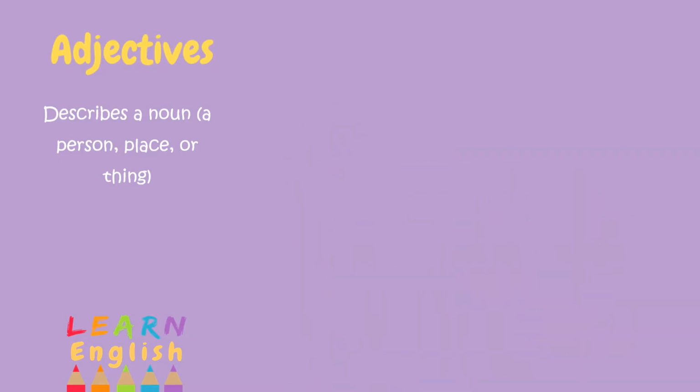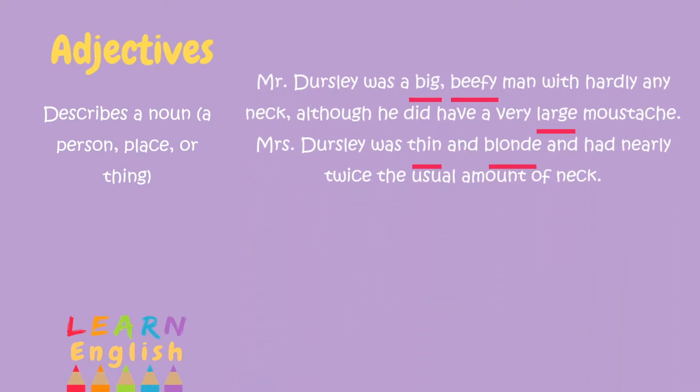But let's see what happens if we read the same sentences how J.K. Rowling originally wrote them, with the adjectives included. Mr. Dursley was a big, beefy man with hardly any neck, although he did have a very large moustache. Mrs. Dursley was thin and blonde and had nearly twice the usual amount of neck.